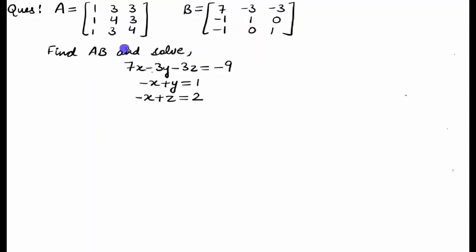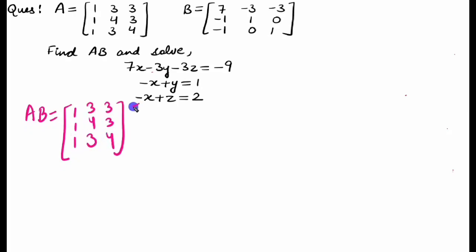We have to first find out the value of AB and then we have to solve this equation. So first of all, let us find AB. The product AB will look like this: 1 1 3, 4 3 3, 3 4 multiplied by 7 minus 1 minus 3, 1 0 minus 3, 0 1. This is simple matrix multiplication of two 3-order matrices.